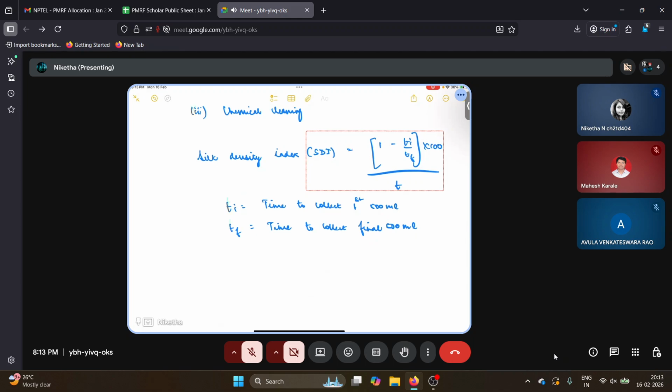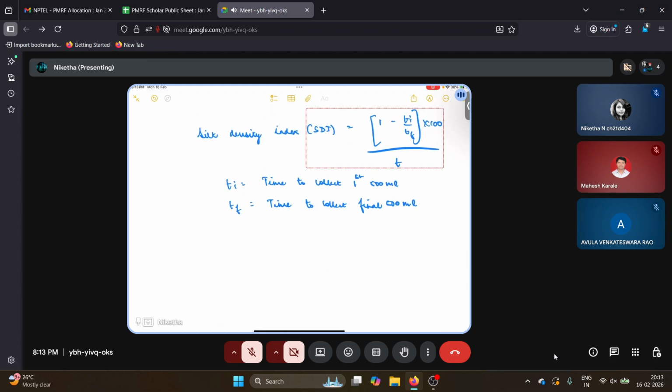And then we can divide the Ti by Tf, and 1 minus Ti by Tf, into 100, divided by the total time T, will give you the silt density index. So total time means, like, if it takes about 45 minutes to completely filter out the 3 liters of water, then the 45 minutes is your total time. And Ti is 15 minutes, and maybe Tf is like another 15 minutes or 20 minutes.